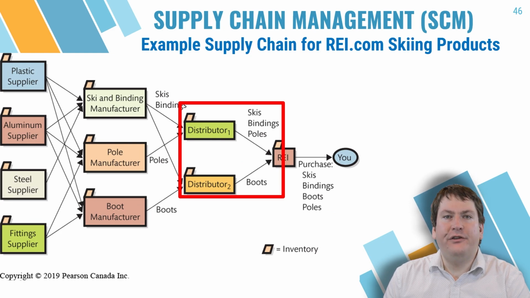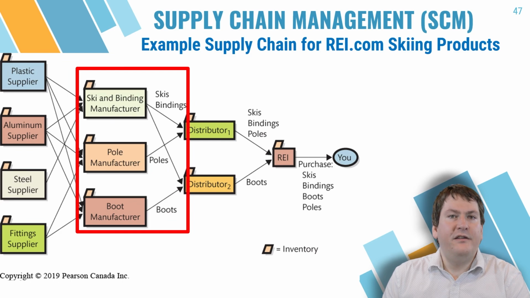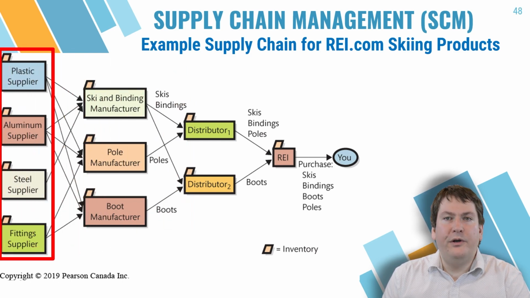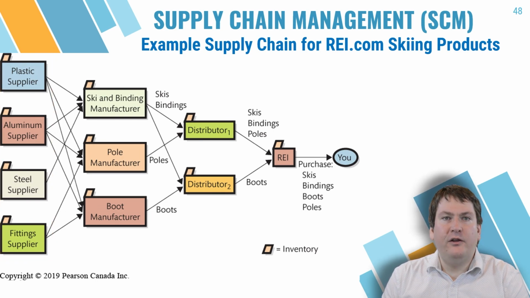The goods you purchased are in turn purchased from distributors. REI is simply a retailer and does not create their own products. In this example, the skis, bindings, and poles were purchased from distributor 1, and the boots from distributor 2. Distributors in turn purchase the equipment from manufacturers, who in turn purchase raw materials from suppliers. In this whole chain, the only real injection of cash is from you, the customer.